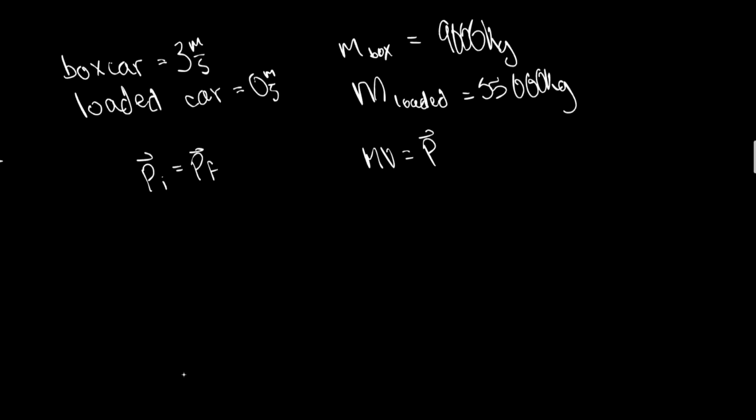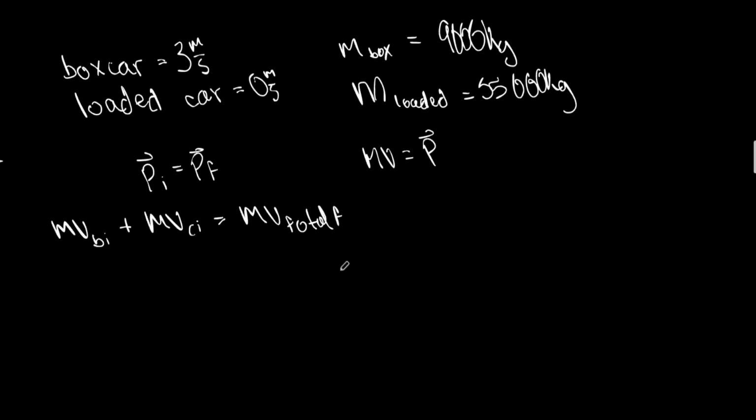So we can rewrite our initial momentum as two separate mass times velocities. So we can do mass times velocity of the boxcar, which we'll denote as sub b, and i for initial, plus mv, we'll do c for loaded car, and then again i for initial, is going to be equal to the total final momentum. So total, we denote this by f.